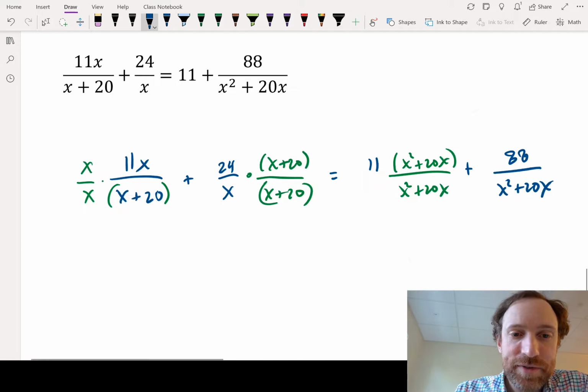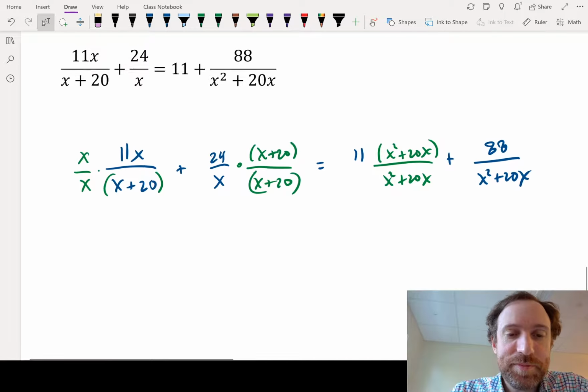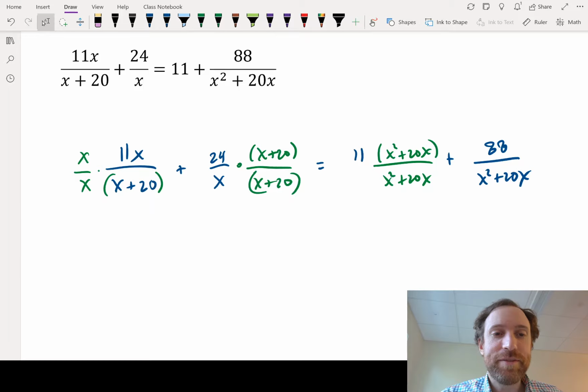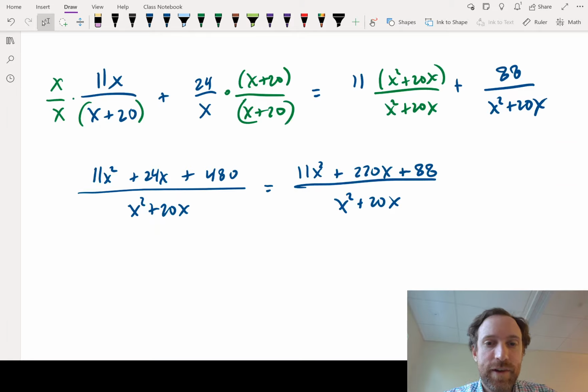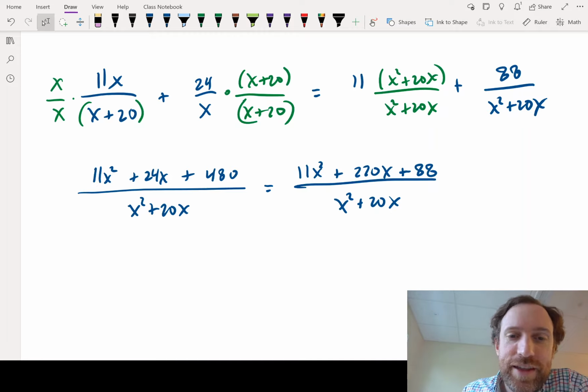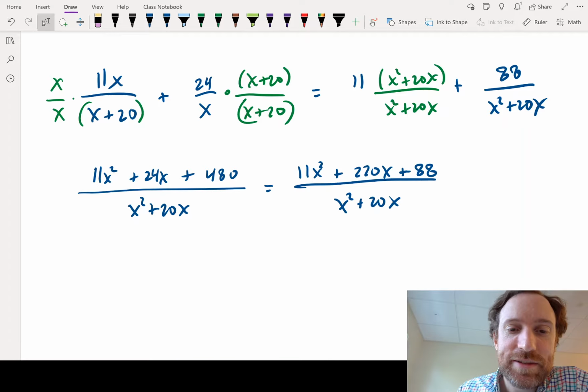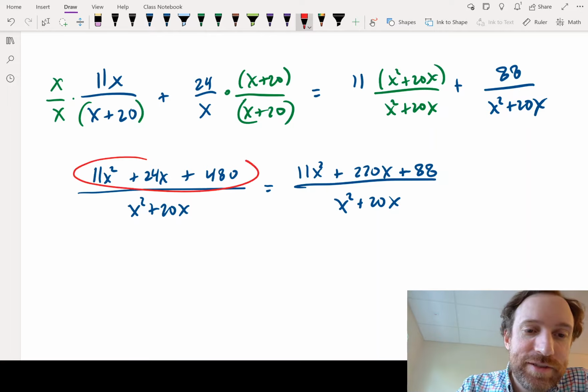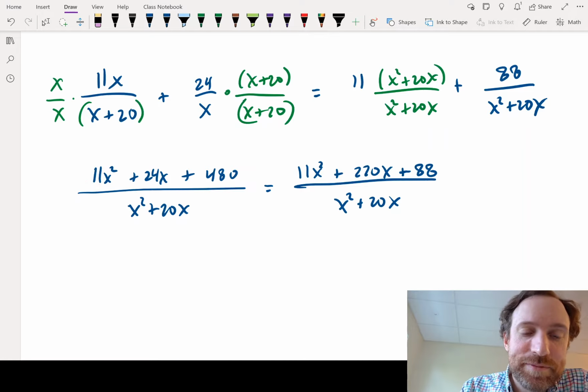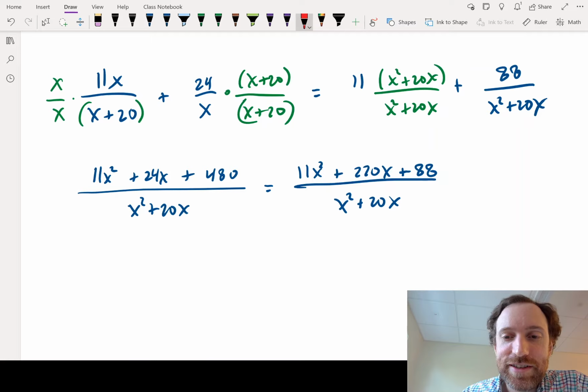So at this point, I'd like you to try and finish off this problem. Go ahead and pause the video and give it a try. All right. When you distribute the things, you should end up with something like this. 11x squared plus 24x plus 480 over x squared plus 20x equals 11x squared plus 220x plus 88 over x squared plus 20x.